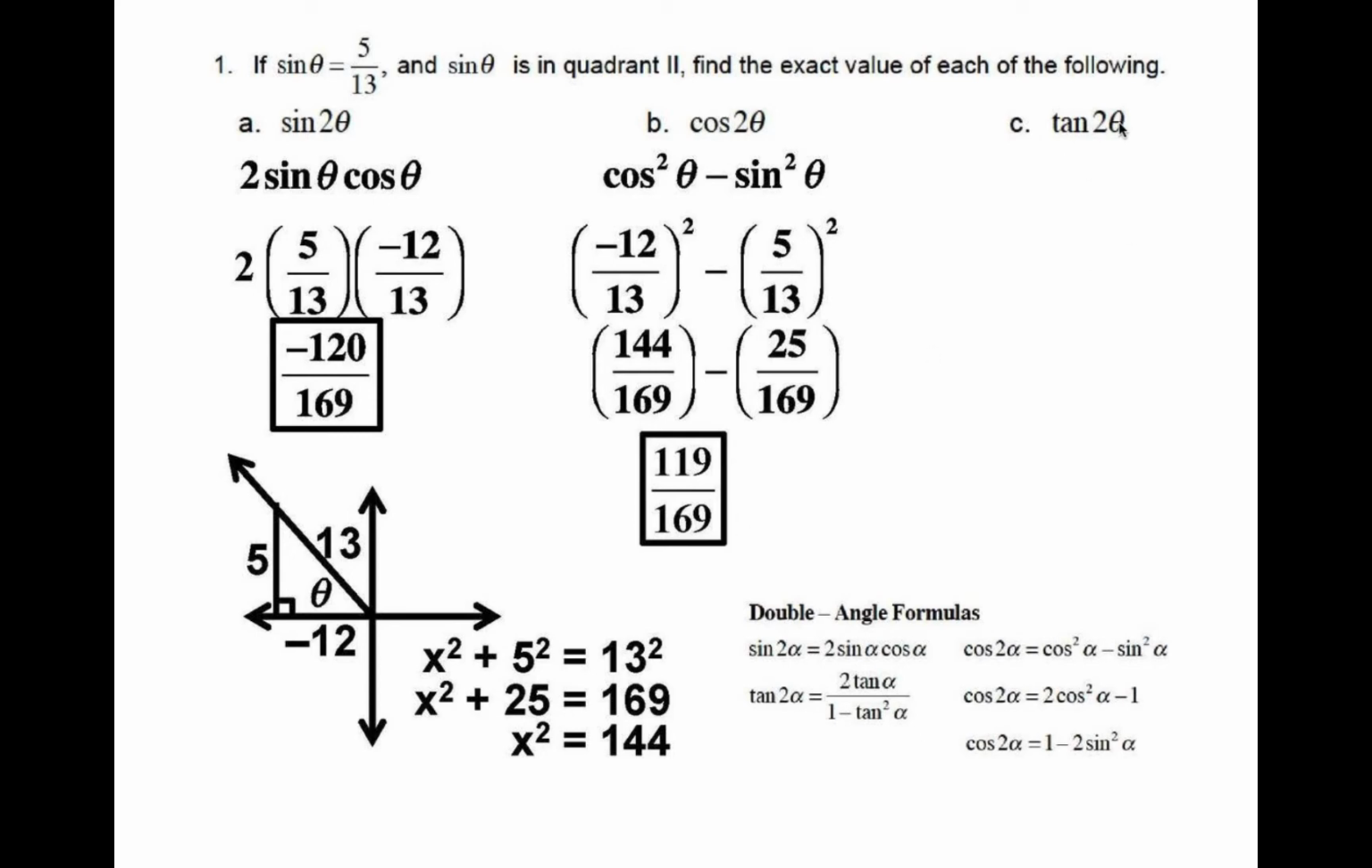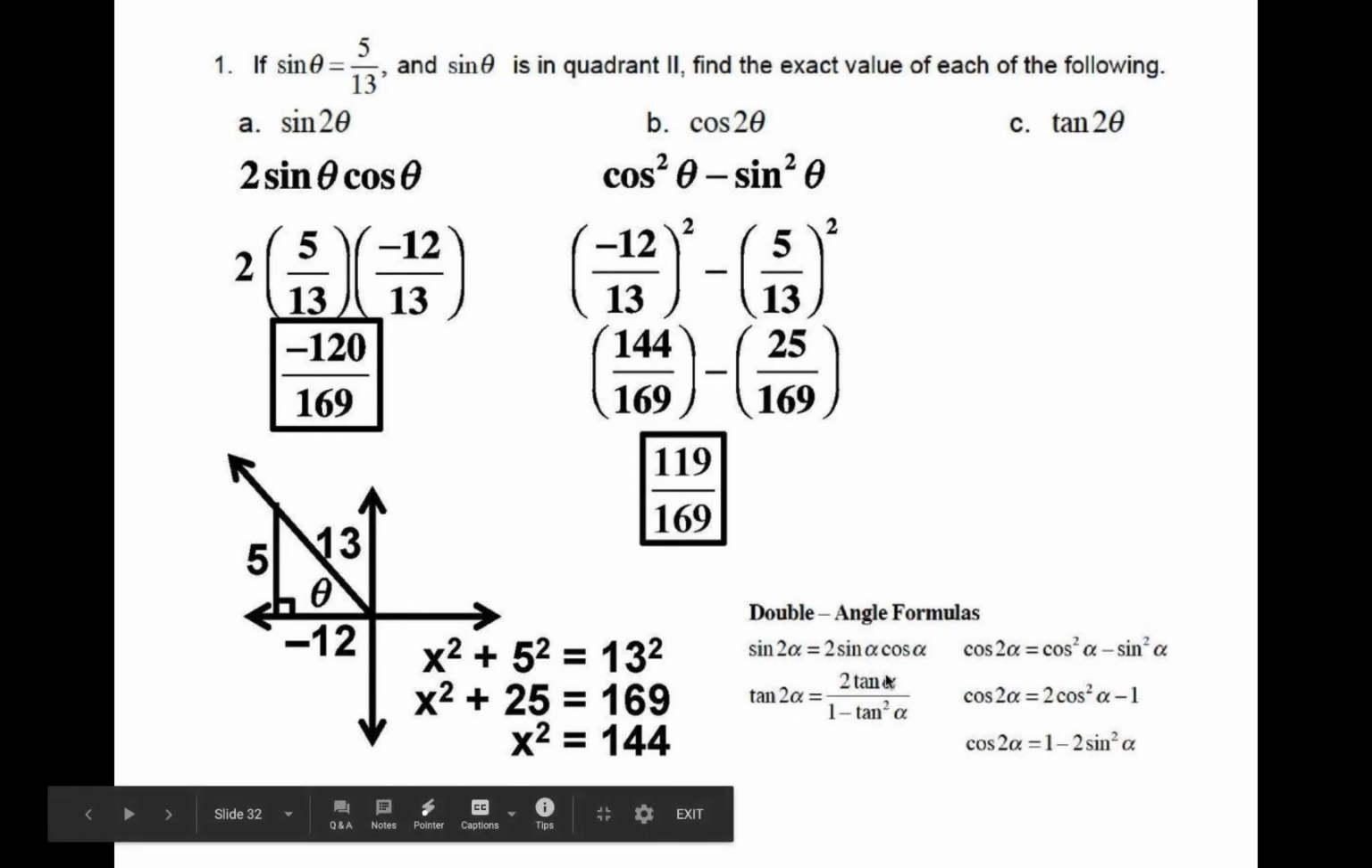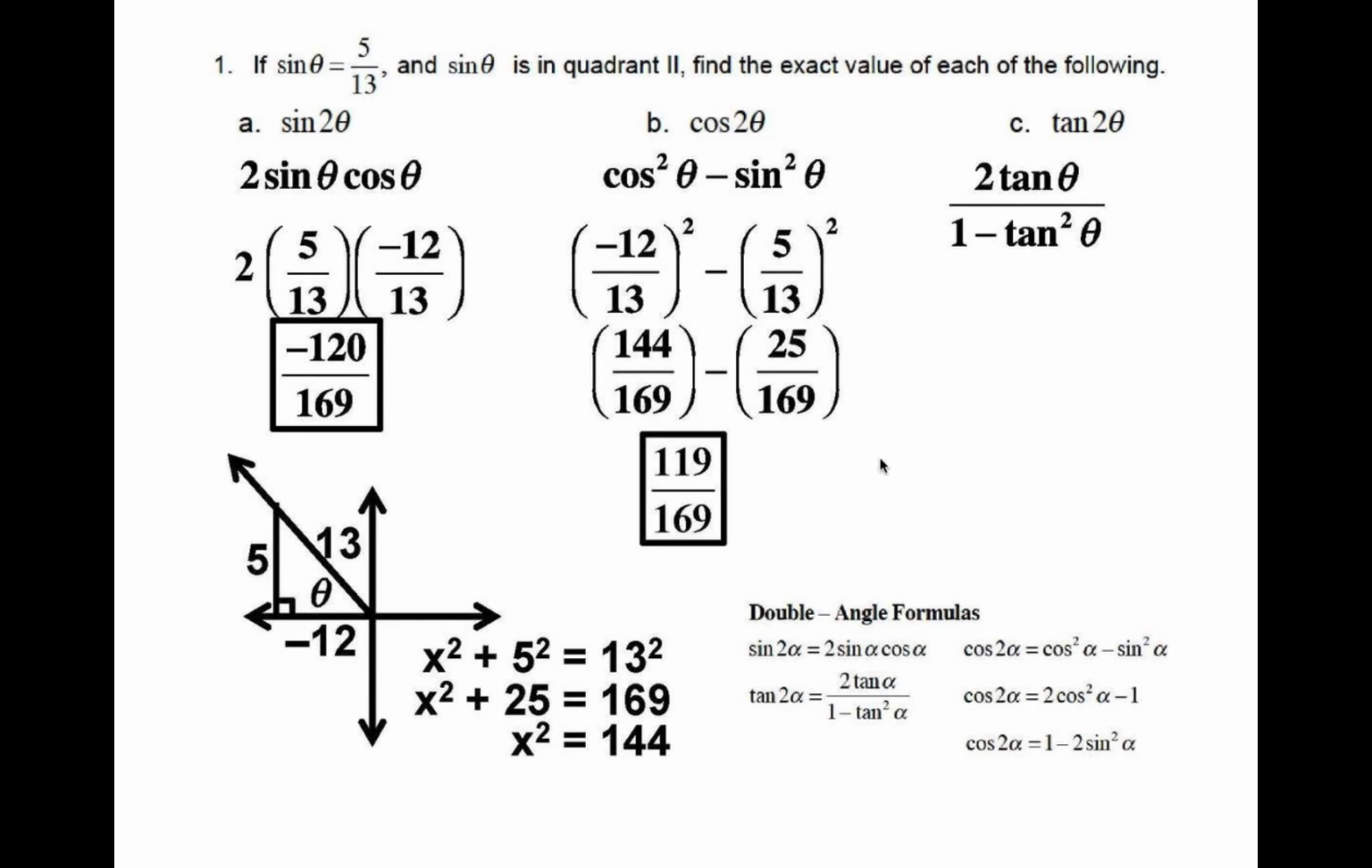Last one is to do the tangent one. So the tangent formula is down here. You're doing 2 tangent theta over 1 minus tangent squared theta. So the tangent ratio is TOA, O over A. So that's 5 over negative 12. You can also write it as negative 5 over 12. It's the same thing. So this is 2 times negative 5 over 12. Notice I moved the negative to the top. It's the same thing. And then 1 minus that negative 5 over 12 squared.